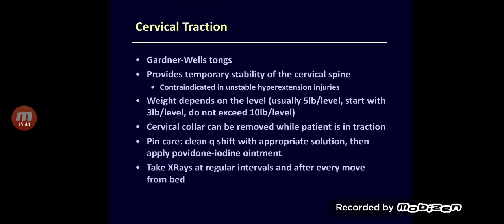Sometimes we may use cervical traction, like using the Gardner-Wells tongs. That provides temporary stability of the spine. However, it's contraindicated in unstable hyperextension injuries. The weight depends on the level. Usually we use 5 pounds per level.